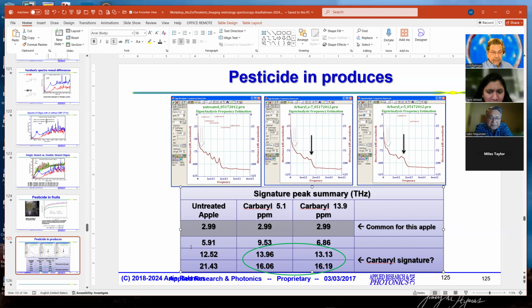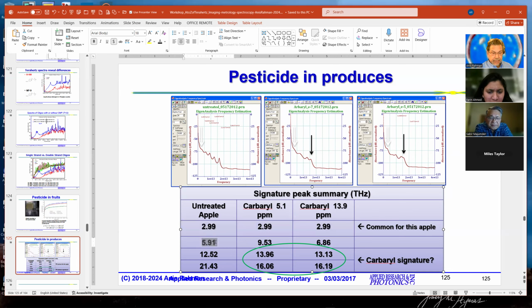Okay. But other peaks, the 5.91 in the untreated apple compared to 9.53, but the higher concentration brought it down to 6.86. Seems like it is due to the carbaryl.